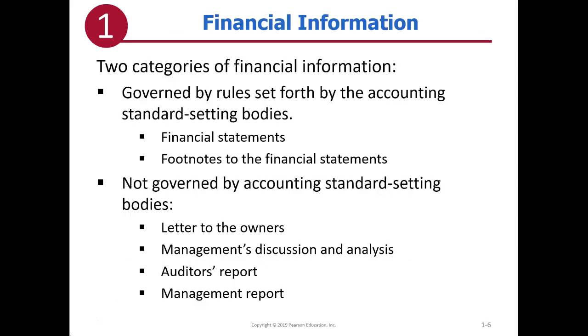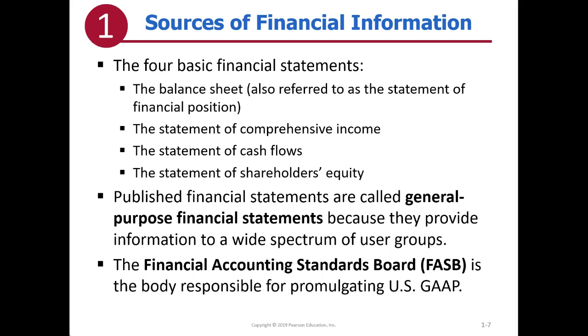Next, financial information is composed of more than one type. We focus on financial statements and footnotes a lot in this course, but we will learn a little bit more about the other components of financial information that go into an annual report. Not to worry about it just yet. We know the four basic financial statements: the balance sheet, statement of comprehensive income, cash flows, and shareholders' equity. You're going to get to know those in more detail throughout the semester.